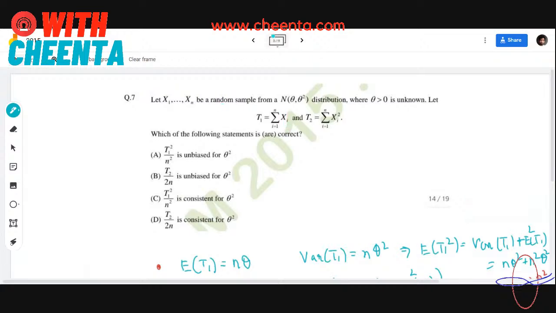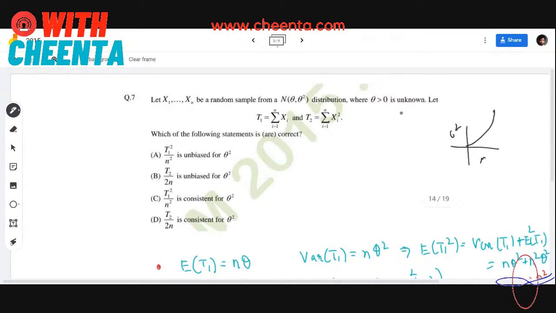Xi are a random sample from Normal(theta, theta square). It's a curved exponential family, because the parameters are dependent upon each other. If you draw mu against sigma square, it will be like this, theta and theta square. That's why it's called curved.